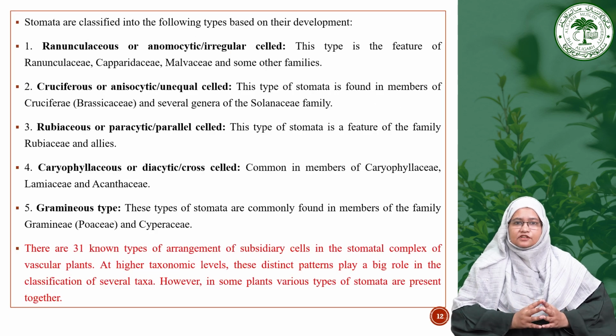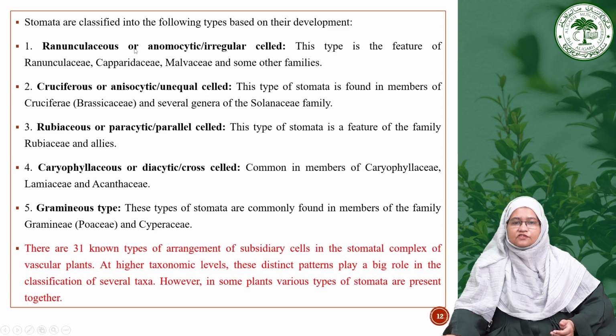Depending upon the stomata, there are the following types of development: the ranunculaceous or anomocytic, that is also called the irregular cell. This type is a feature of Ranunculaceae, Capparaceae, Malvaceae and some other families, as we have seen earlier. Then the cruciferous, also called anisocytic or unequal cell, is found in the members of Cruciferae and several genera of Solanaceae. Then in Rubiaceae, the paracytic or parallel cell, as we have seen earlier, has 2 parallel cells. This type of stomata is featured in the family Rubiaceae and its allied families.